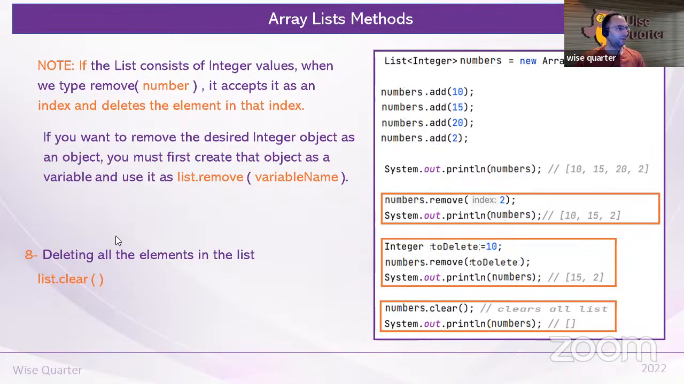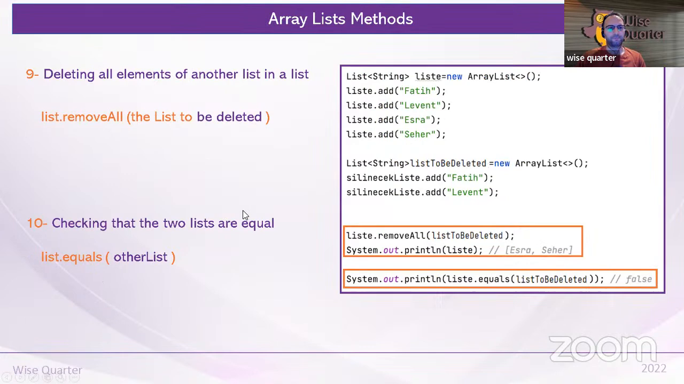We have another method here. If you write list.clear, it will clear everything. You will have a clean, untouched list, and you can fill it with numbers. That's very easy. When you see the clear, I think you can understand what's going on there. Okay.